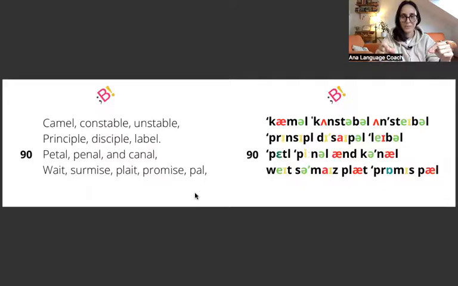Camel, constable, unstable, principal, disciple, level, puddle, penal, and canal. As you can see, there is no a. It's coming after the k sound, so it's inevitable that you make that sound that is a schwa. Canal.